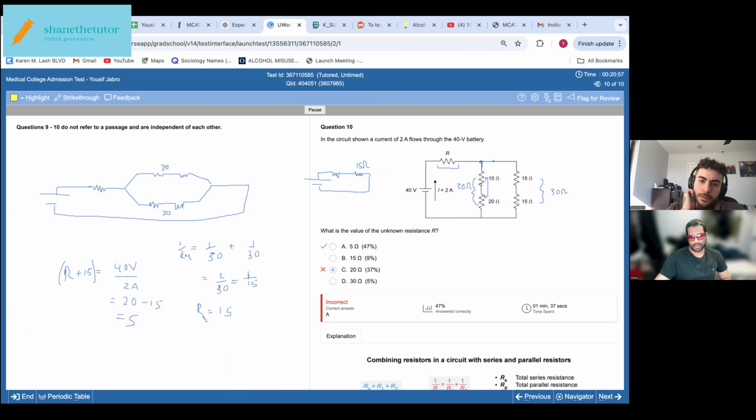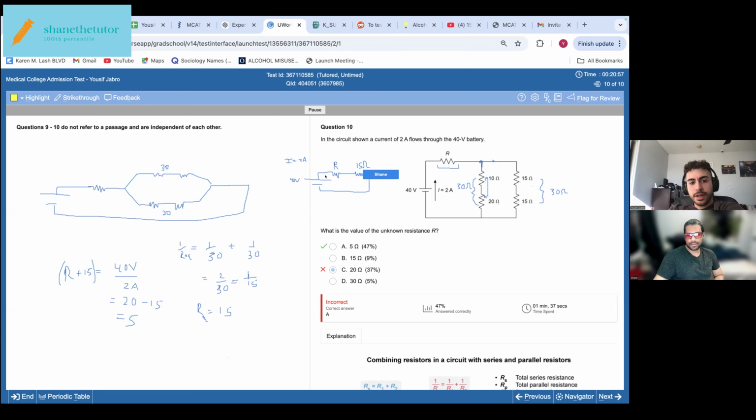Voltage of 40 volts, current is 2 amps, and then this is the unknown resistor. So then I just basically did V equals IR to get R isolated, and R is just R plus 15, since R is in series with this 15.